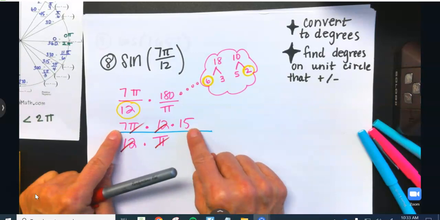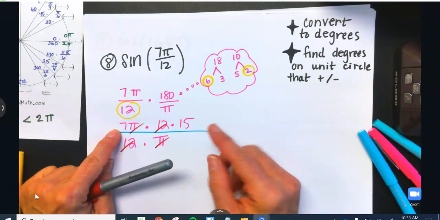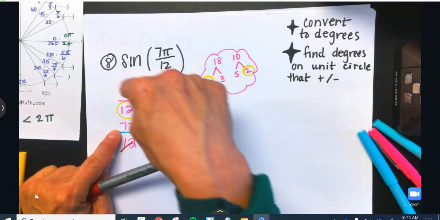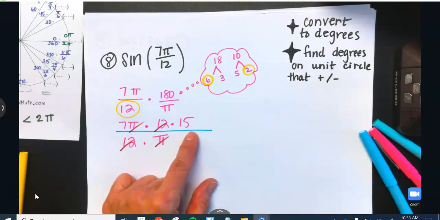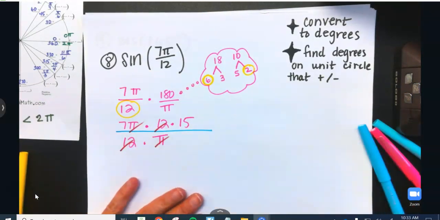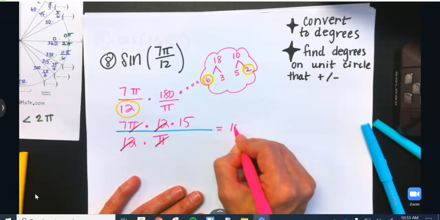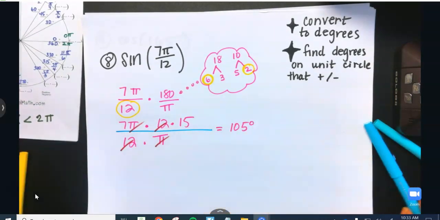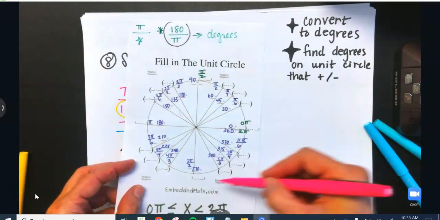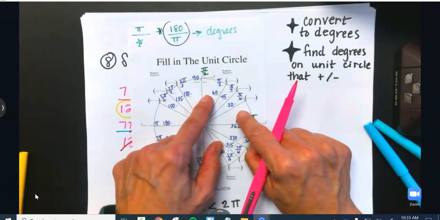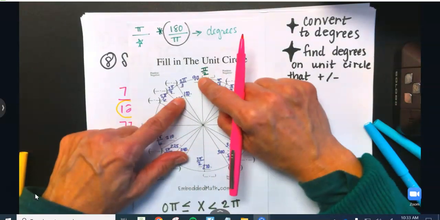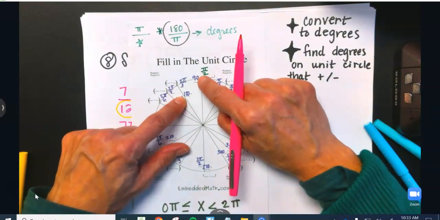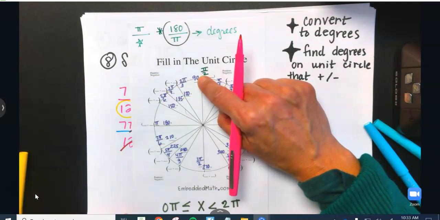So I do have to multiply 7 times 15. I can handle that. I cannot handle 7 times 180 divided by 12. But I can do 7 times 15. What is 7 times 15? 105. Cool. Is 105 on here? Where's 105? Well, it exists. It's just in between these two. We have to find it.